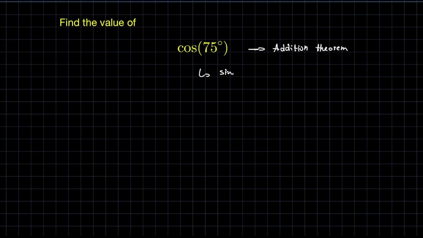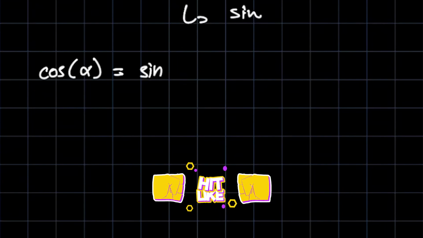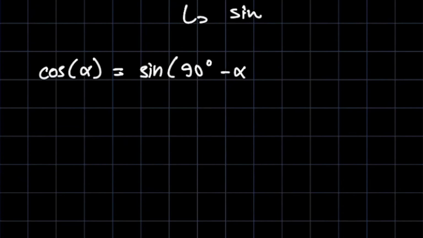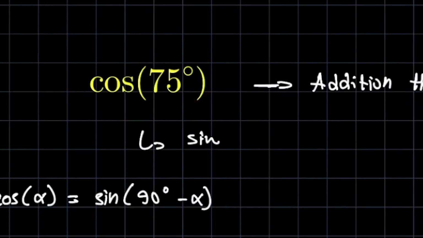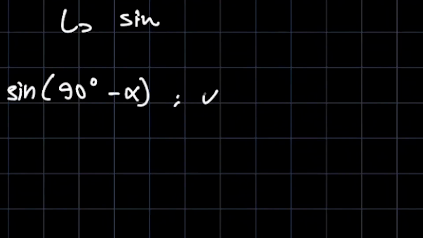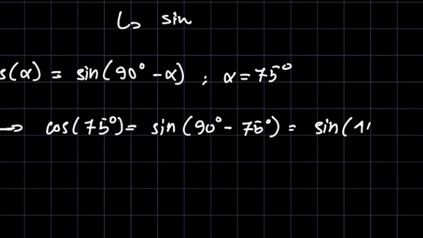I know from my unit circle that the cosinus of an angle, let's call this angle alpha, is basically equal to the sinus of 90 degrees minus this angle alpha. So we can apply that to our expression in the question, cosinus of 75. My alpha is equal to 75 degrees. That's all I have to do. Then cosinus of 75 degrees will just be equal to sinus of 90 degrees minus 75 degrees, and that would just be equal to sinus of 15 degrees.